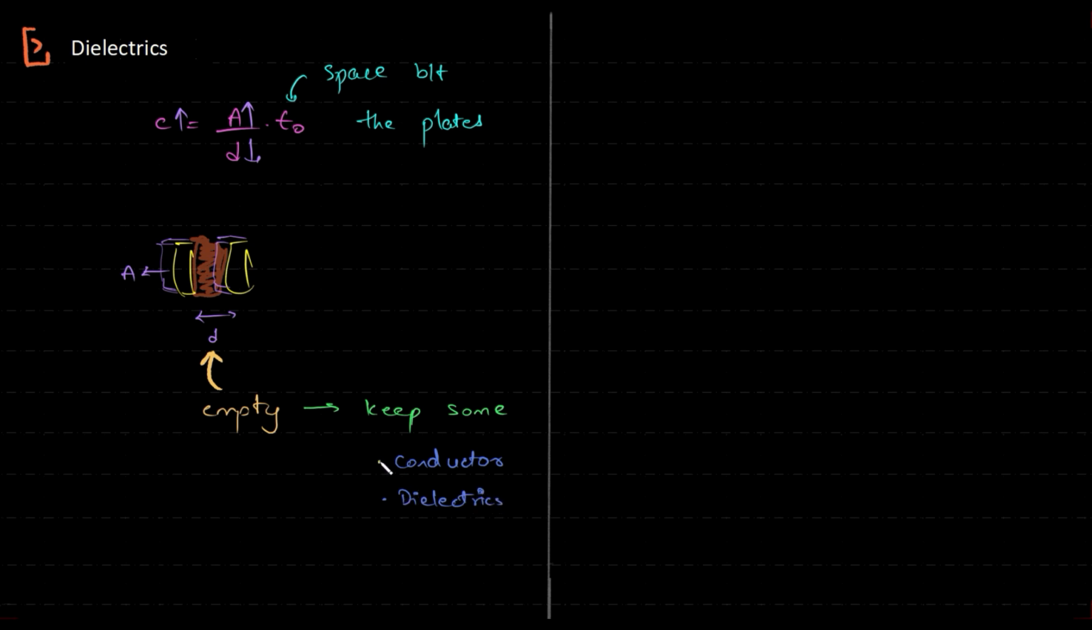So what happens when we keep something called a conductor? Conductor, you guys know. What happens when we keep something called a dielectric? How can I change this? If I change this, what happens to the capacitance of the capacitor? So what happens is what we are trying to learn in the next set of videos.